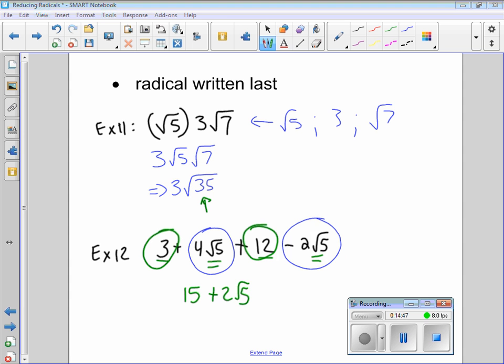Now remember, this is the case where I'm adding, and that was the case where I'm multiplying. When we're multiplying, we took the square root of 5 and the 7 and put them together. But in adding, remember, you can only add like terms. Refer back to one of the very first examples that we did to see how you can't take certain square roots and put them together because they're not the same ones. Okay, that's it.